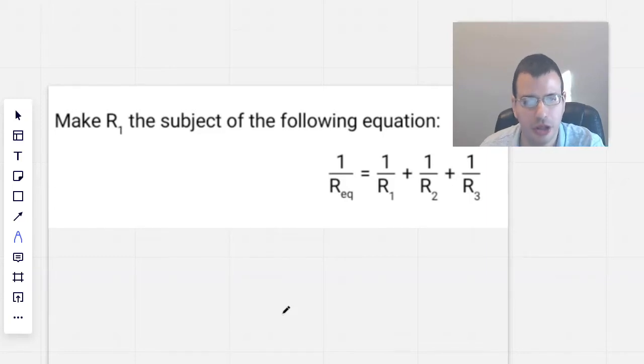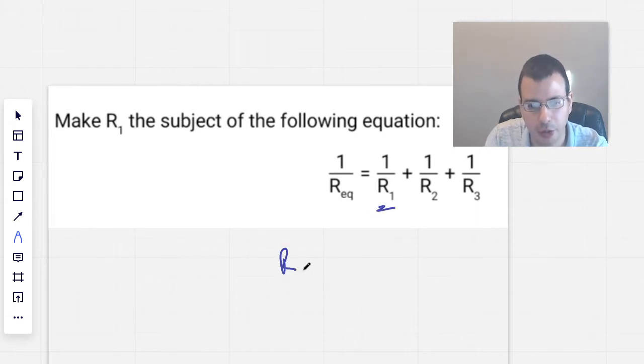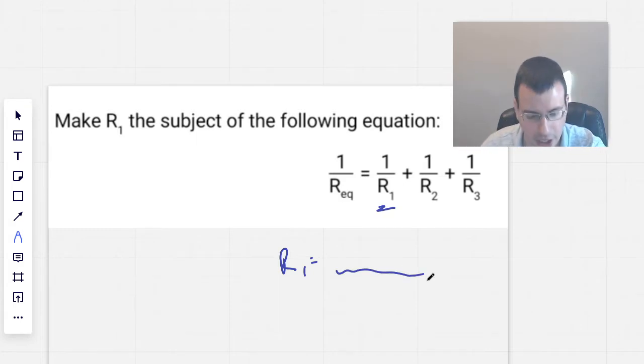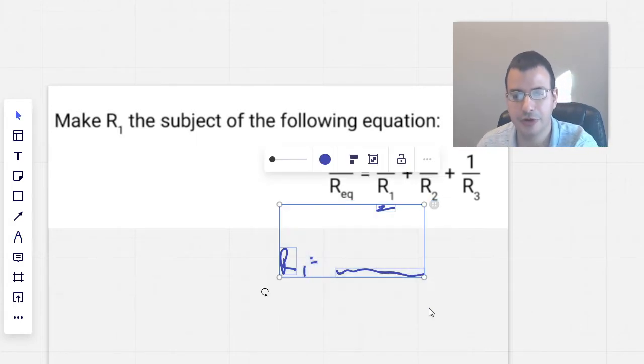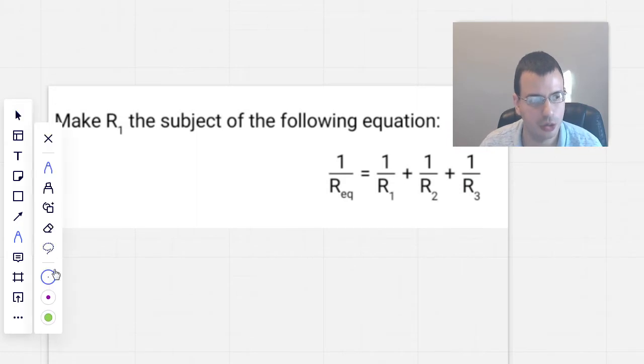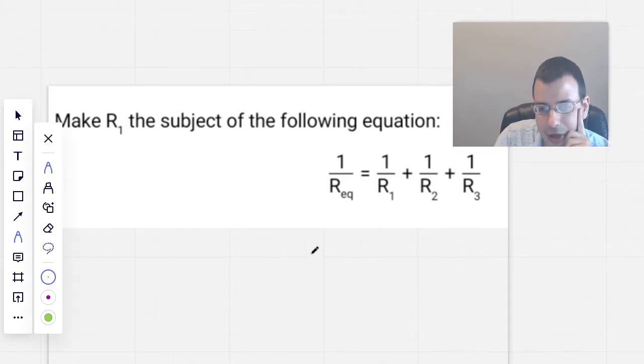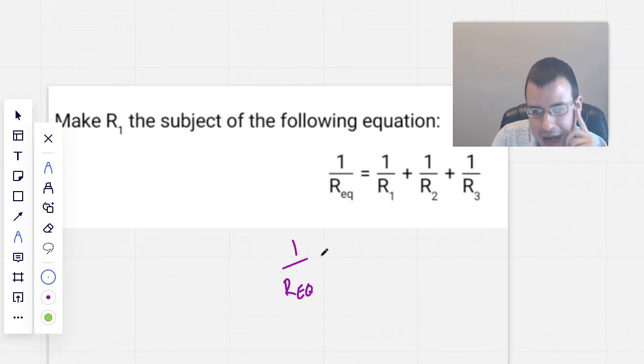Make R1 the subject of the following equation. All right, so the idea here is we want to take R1 here, and we want something in the form of R1 equals something. And so what we're going to do is we're first going to get R1 on its own side. So we're going to do that by doing 1 over R equivalent. This looks like an adding resistors in parallel type situation.